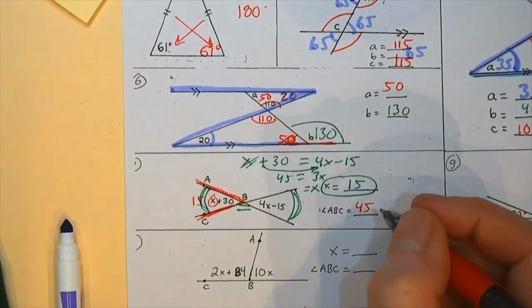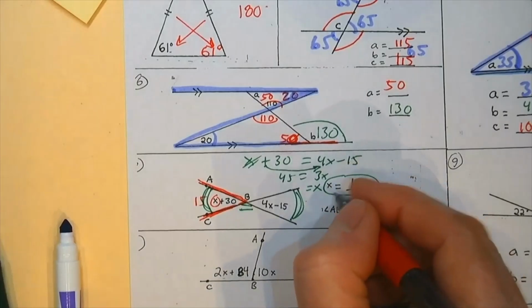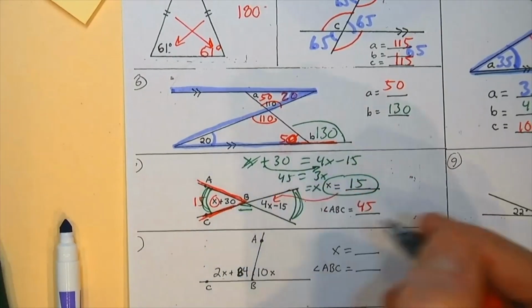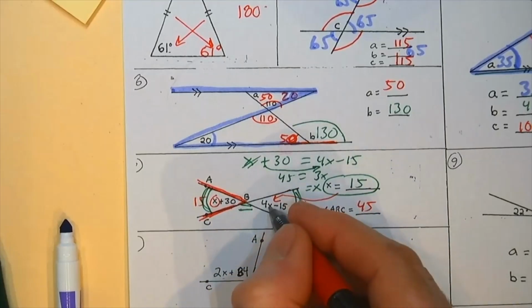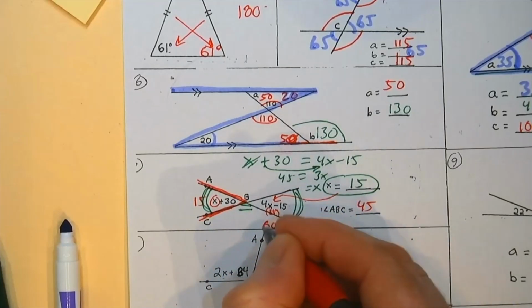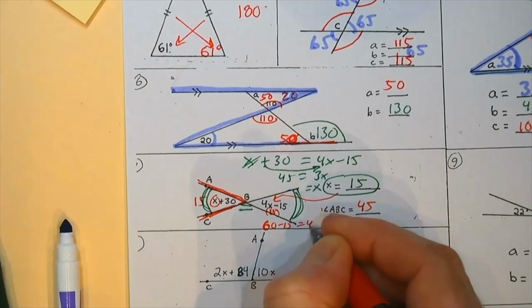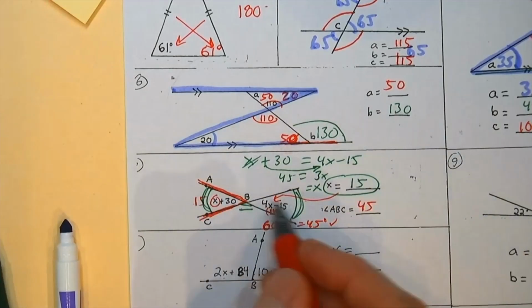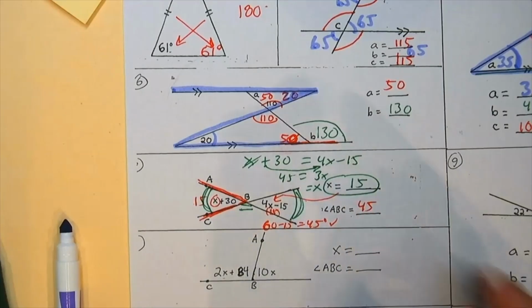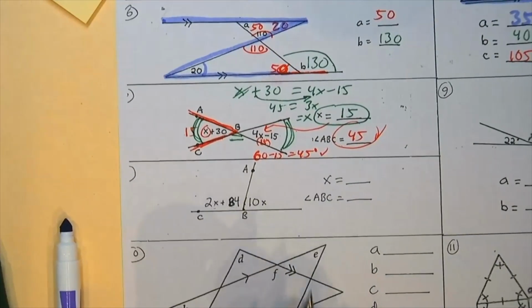How do you know you didn't mess up? Check it in the other one. You got time. Put it right there. This better be 45. Put a 15 right in there. 4 times 15 is 60. 60 minus 15 is 45. Woohoo! So since I know these both have to be 45, I checked it. It works. Next drawing.